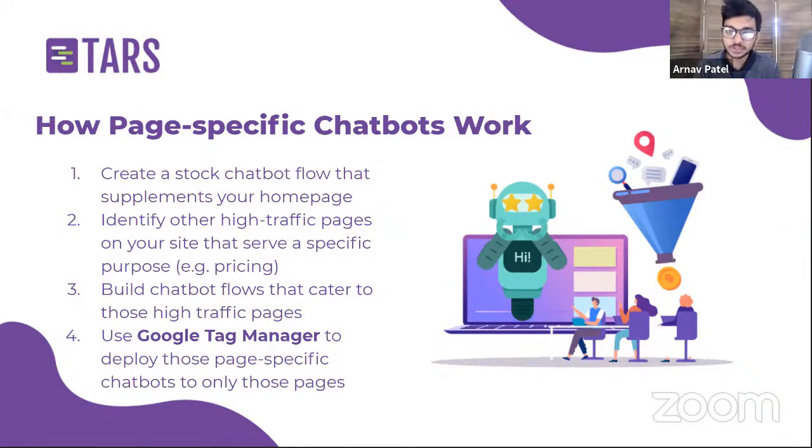A good way to approach making page-specific chatbots is to create a stock chatbot flow that supplements your homepage. So this is something that offers generic information about your company, about your products, about your services, because your homepage is sort of a catch-all, a touch point that connects people and diverts people to the specific pages that they are looking for. Similarly, your chatbot can serve a similar purpose. It can offer general information about your company, general information about your products and services, and it can also direct people to the correct pages that they need to go to find the specific information that they need.